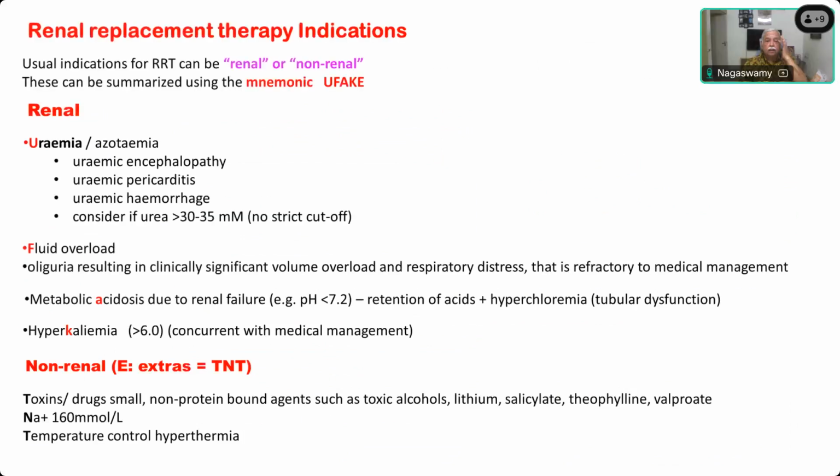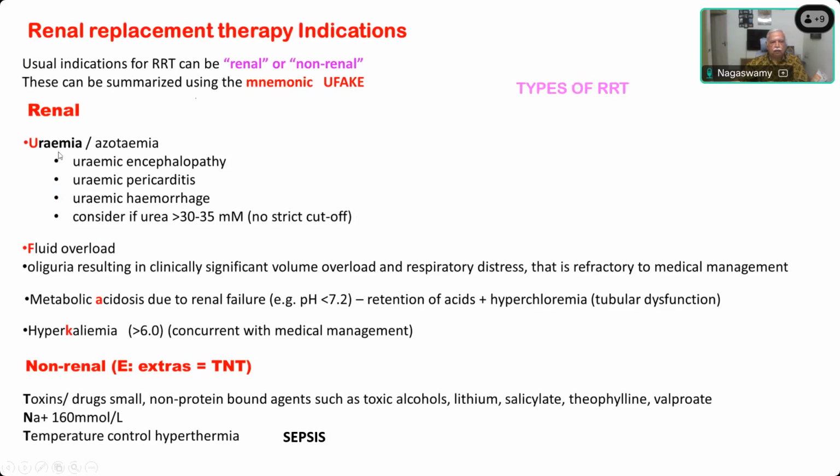The renal replacement therapy, the type and indications: you can classify them into renal and non-renal, or indications in acute and chronic disease. Whichever way you want to classify, you can say the indications of RRT can be classified into renal and non-renal. And the mnemonic for remembering the renal factors is U-FAKE.